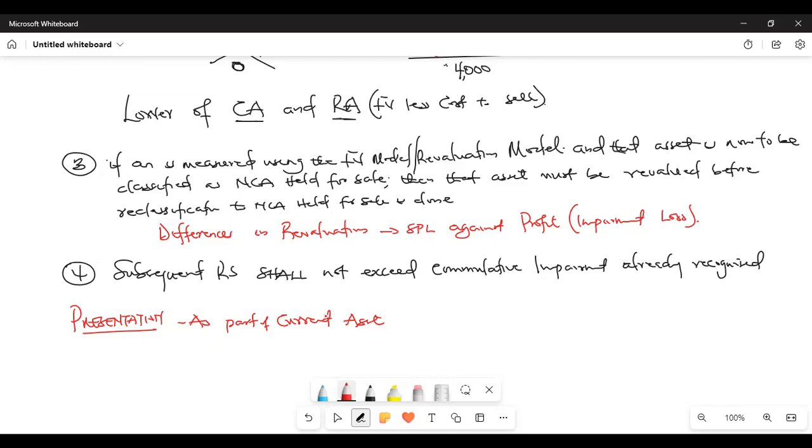So basically, this is all you need to know about NCA held for sale. Everything that you've done here goes the same for the disposal groups. It's the same thing.